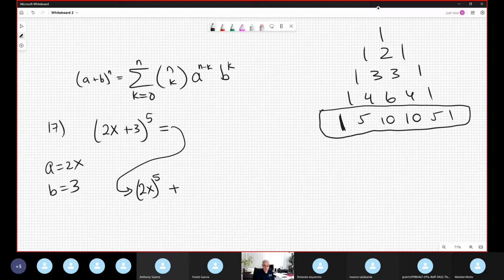The next is 5, okay, this number. And we have 2x to the 4 power. And we have 3 to the 1 power. And always you check, just in case: 4 plus 1 is 5, exactly like this. In any term, the sum of the exponents is 5.